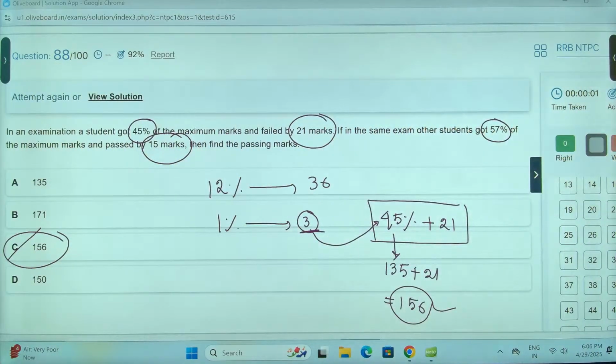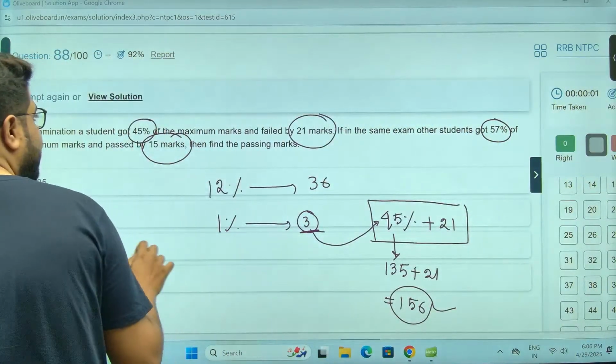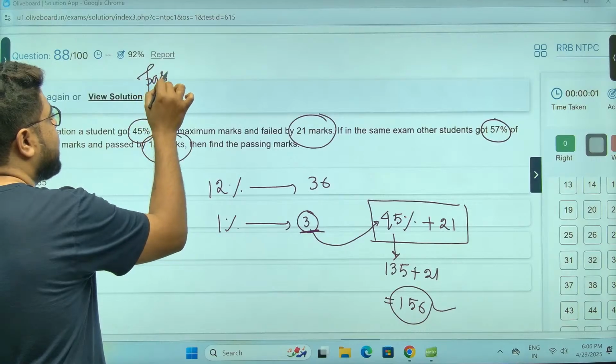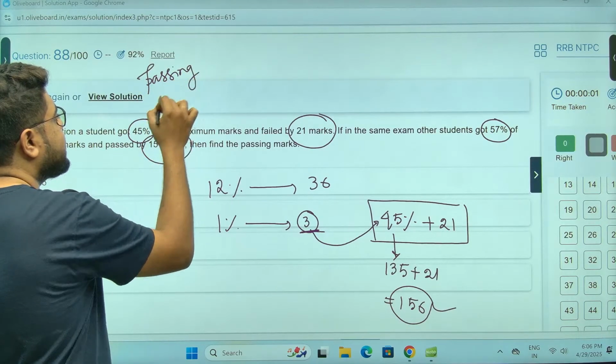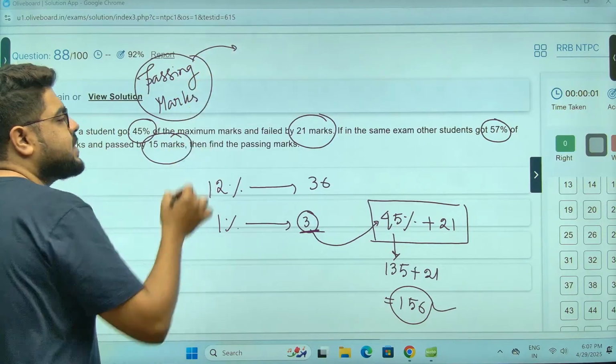So this is one of the ways. And again, this might not be suitable for everyone. For them, I am saying always make your equation around passing marks. There are two situations, make your equation around them.